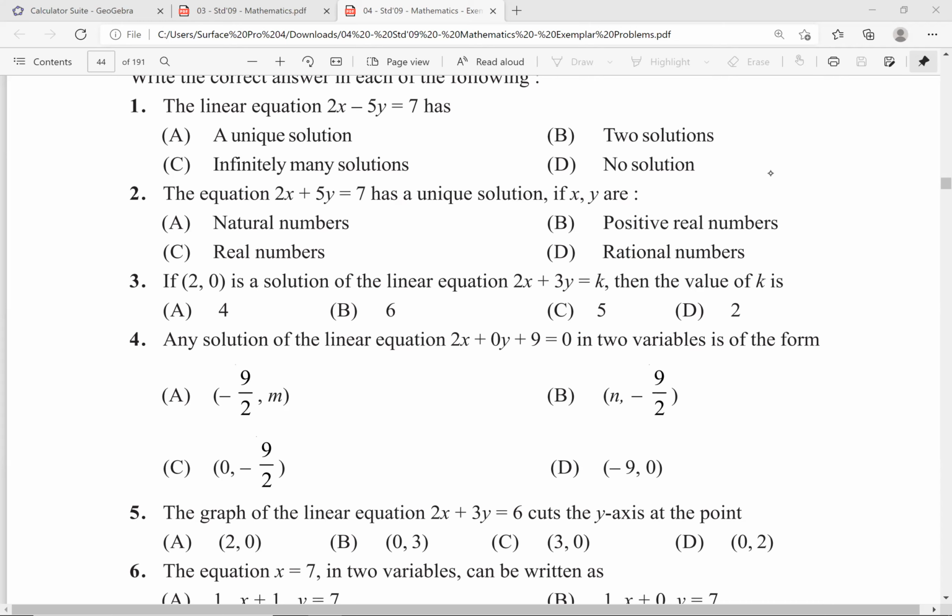So let's start doing the third one. Hamna, if you remember whether we have done it or not, just let me know. Okay. So the question is, if 2 comma 0 is a solution of the linear equation 2x plus 3y is equal to k, then what is the value of k?